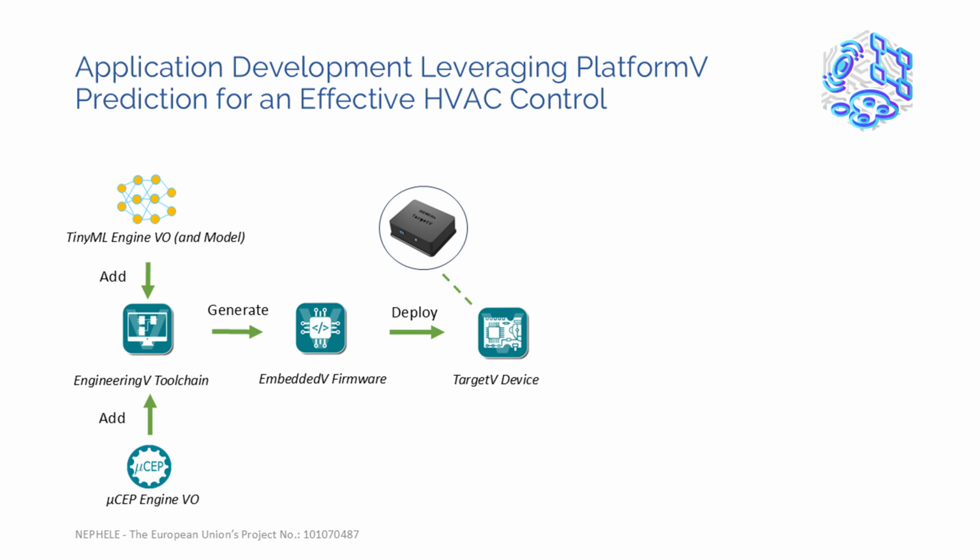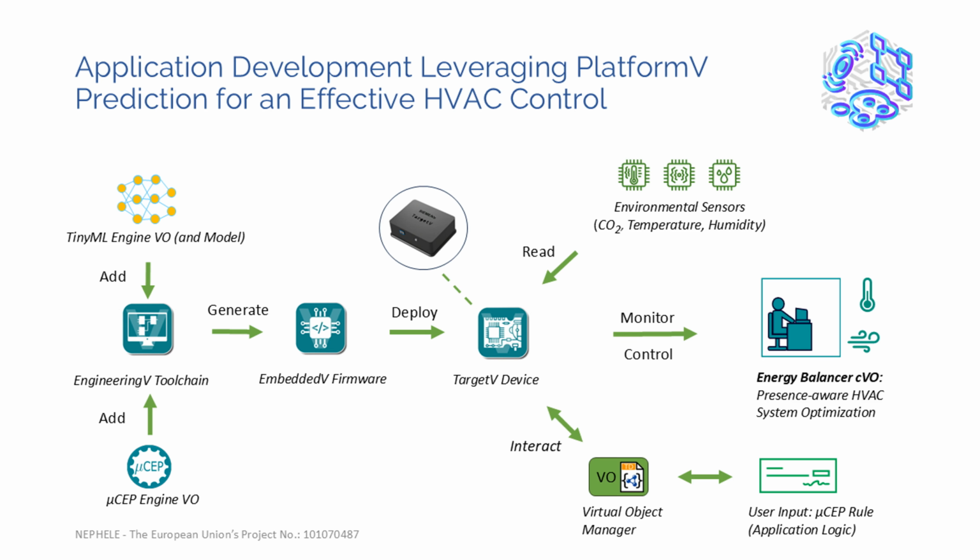Once the firmware is ready, we deploy it onto a Target 5 device. From there, we define the TinyML model and the CEP rules that form the heart of the application logic. To ensure seamless integration with existing building systems, we enable interoperability by following the W3C Web of Things standard. This guarantees that the energy balance solution fits smoothly into broader building management environments.